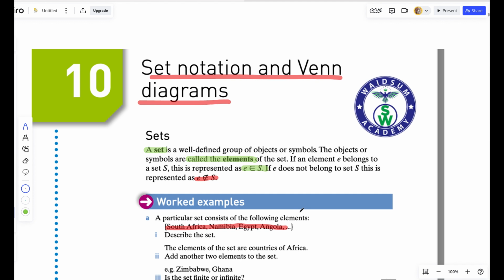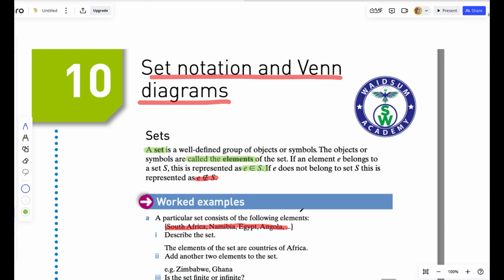In the case of continents, you have a set of countries of the same continent. For example, if you say Africa, you have a set of countries of Africa, all in the same geographical location. If you say Europe, you have a set of countries that are also in the same geographical location. So a set is a collection of well-defined objects or symbols. That's what we call a set.